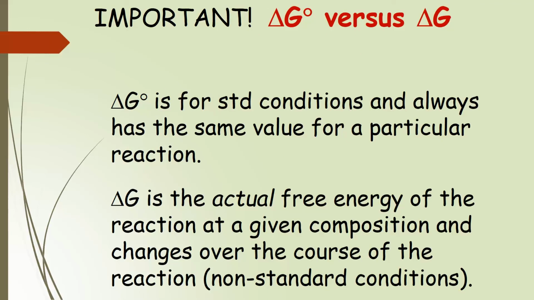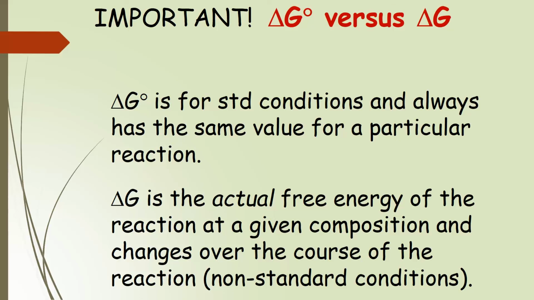Important: what is the difference between del G naught and del G? Del G naught is for standard conditions and always has the same value for the particular reaction. It means the rate of the products as well as the rate of the reactants will be equal all the time. We have assumed that all the conditions are favorable, the values become equal, and the reaction is at equilibrium all the time.